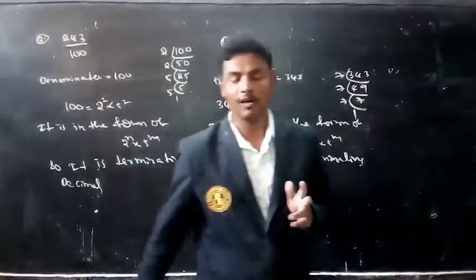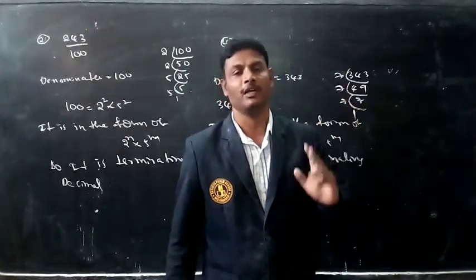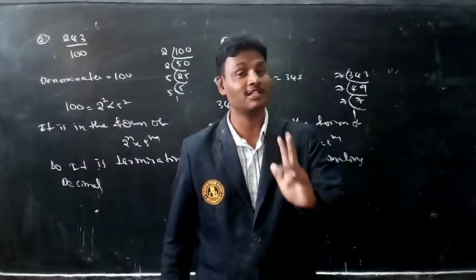So our final conclusion: if the denominator is in the form of 2 power n into 5 power m, it is a terminating decimal. Otherwise, it is not a terminating decimal.